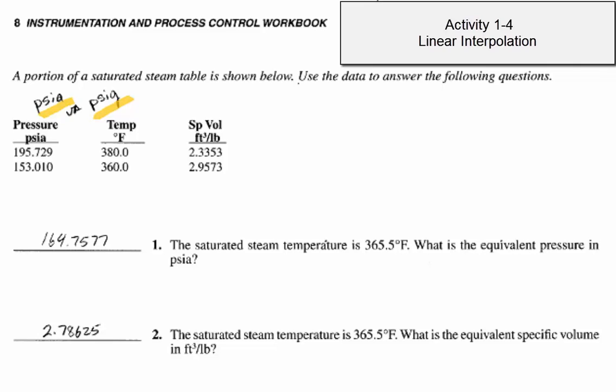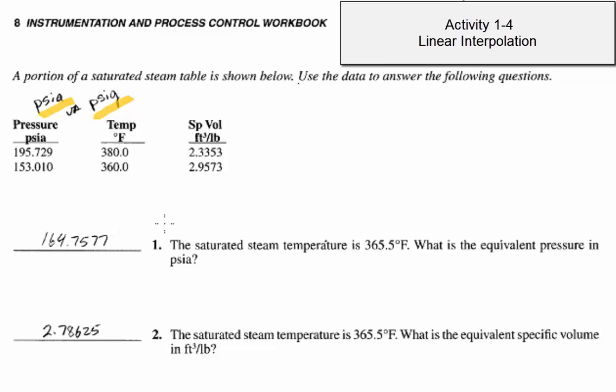This video presents the solution to Activity 1-4. A portion of a saturated steam table is shown below. Use the data to answer the following questions. The data we're given is pressure at two different temperatures, and they also give us specific volume, which has units of cubic feet per pound at two different temperatures.